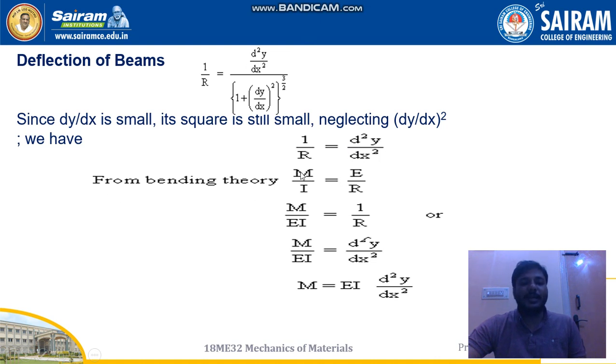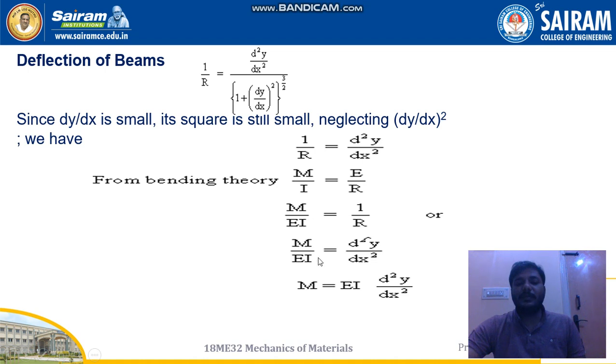Now from bending theory, we already have the equation M by I equals E by R. So from the bending theory, when I cross multiply, M by E into I will be equal to 1 by R. And 1 by R is equal to d square y by dx square. So when I substitute this value of 1 by R, M by E into I will be equal to d square y by dx square.